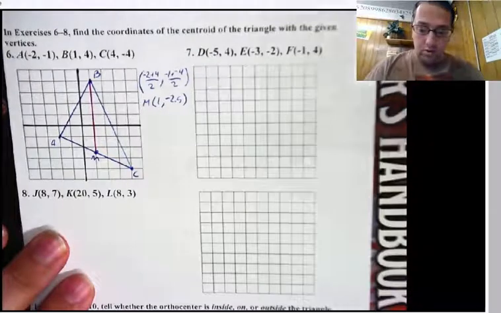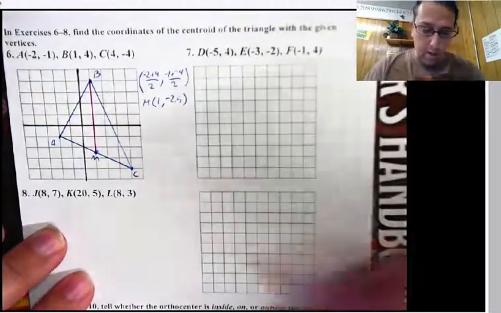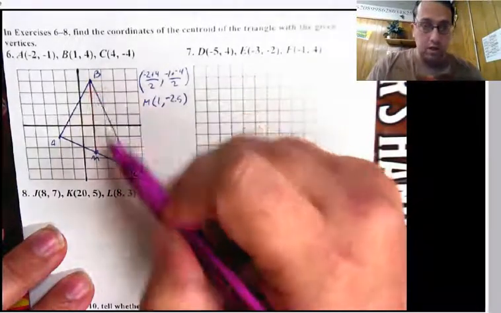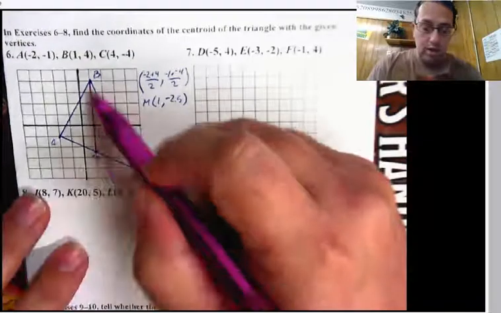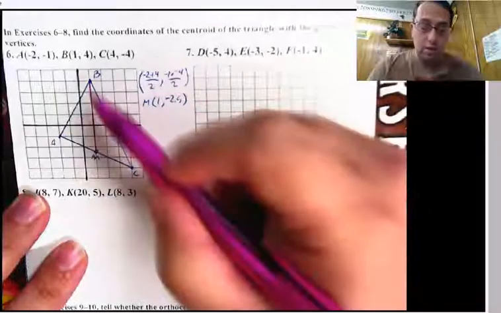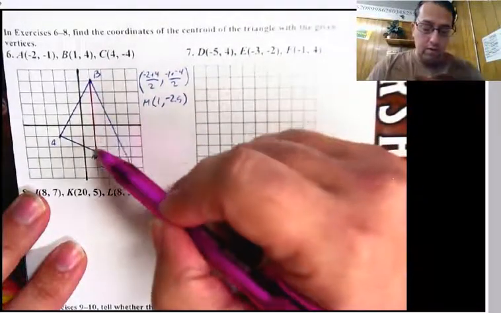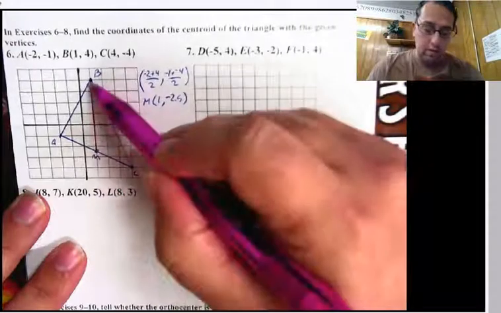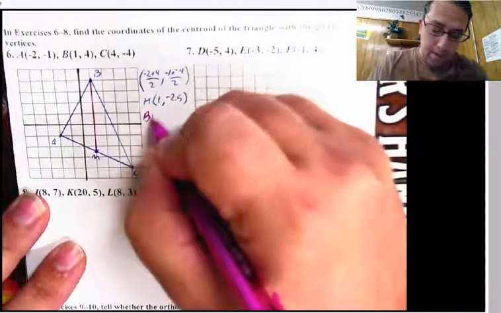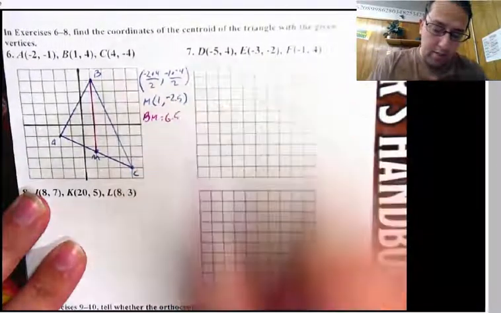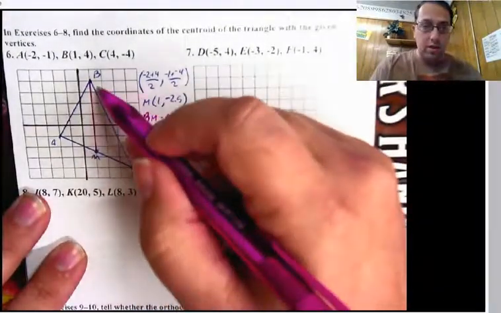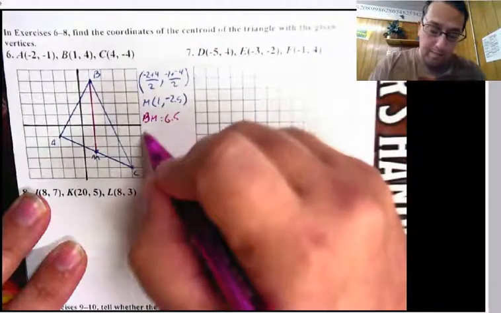Our centroid, which I guess we'll call point P, why not, is going to be 2/3 of the distance from the vertex to the midpoint, right? So we need to know how long is segment BM, and since it's vertical, all we have to do is count. So that'd be 1, 2, 3, 4, 5, 6.5, right? So segment BM is 6.5, and we need to put P somewhere on here. So we need to find out how far it is from point B to point P.